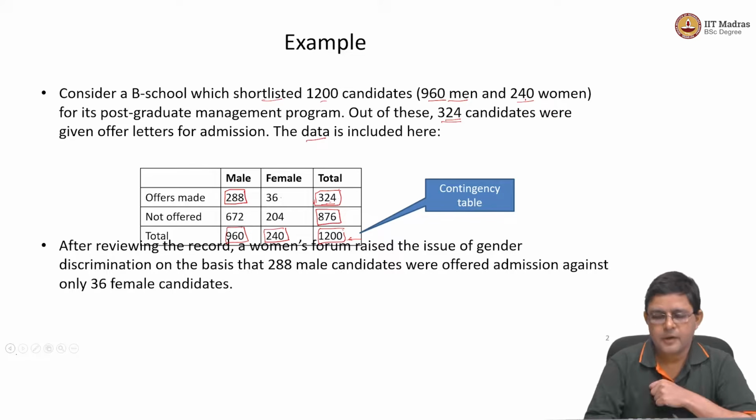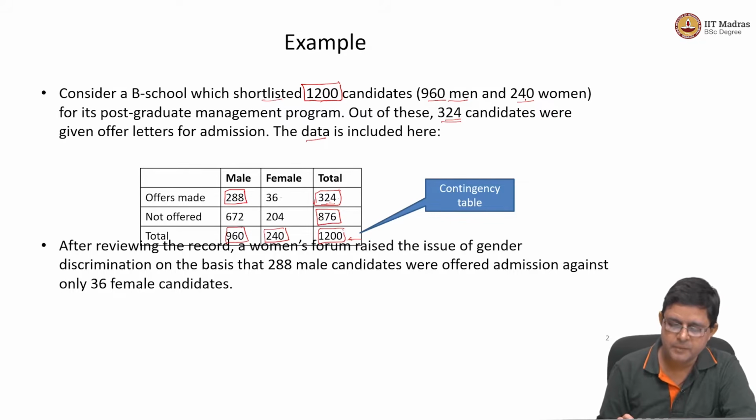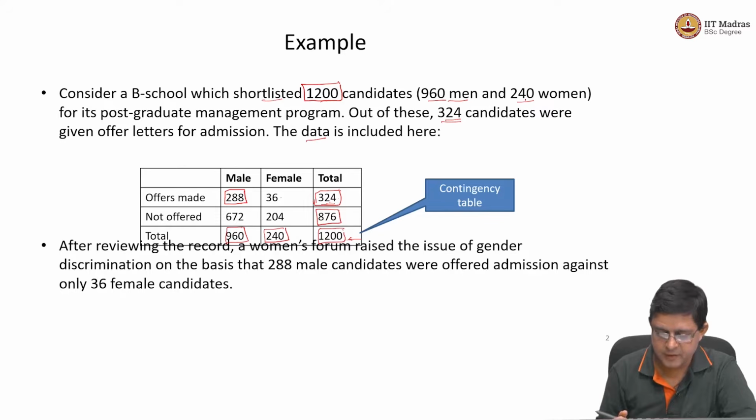This is not real data. What else? You note that this 1200 is not the population. This 1200 may be a sample from the entire list of candidates. So, you cannot generalize anything from this sample. This is sample data. The entire population may be much bigger, right?